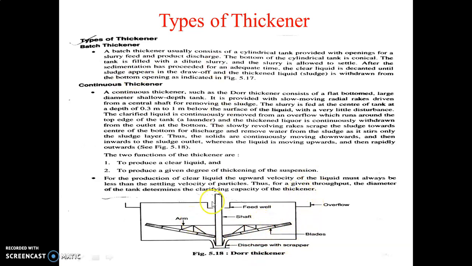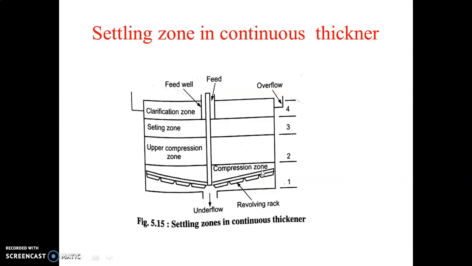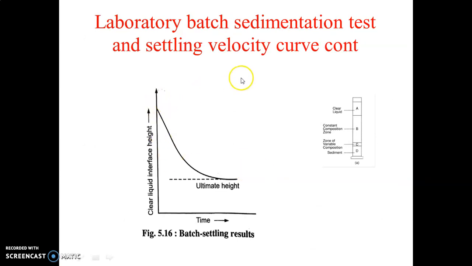Generally the continuous thickener gives higher output than the batch thickener. Okay. So here I will conclude the lecture. In this lecture we have discussed what is meant by the batch thickener and the continuous thickener, and also we have discussed some part of the laboratory batch sedimentation test. So the remaining part we will discuss in the next lecture. Thanks.